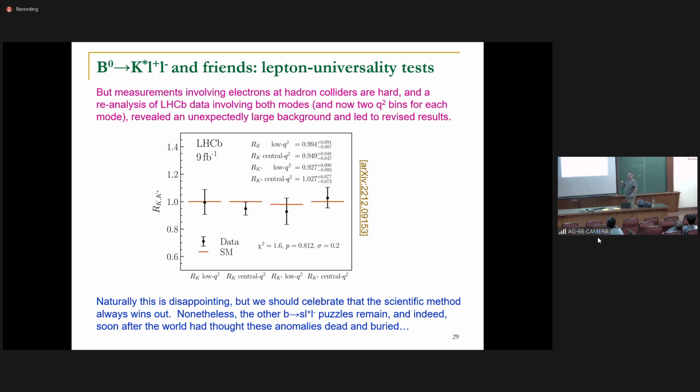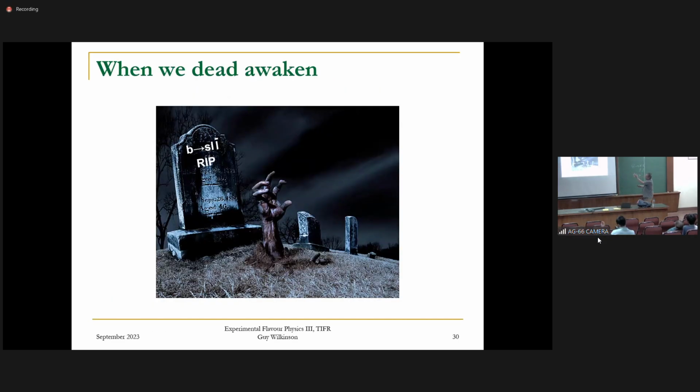So what this tells us is that some of these mysteries I've shown you, the P5 prime, these low branching fractions, other things such as this, that these are still very much alive. But the idea that there's lepton universality violation happening here, that is dead. Okay. So the anomalies are still there, but this aspect of the anomaly is dead. So there you see it buried, and I thought we'd hear no more about this ever.